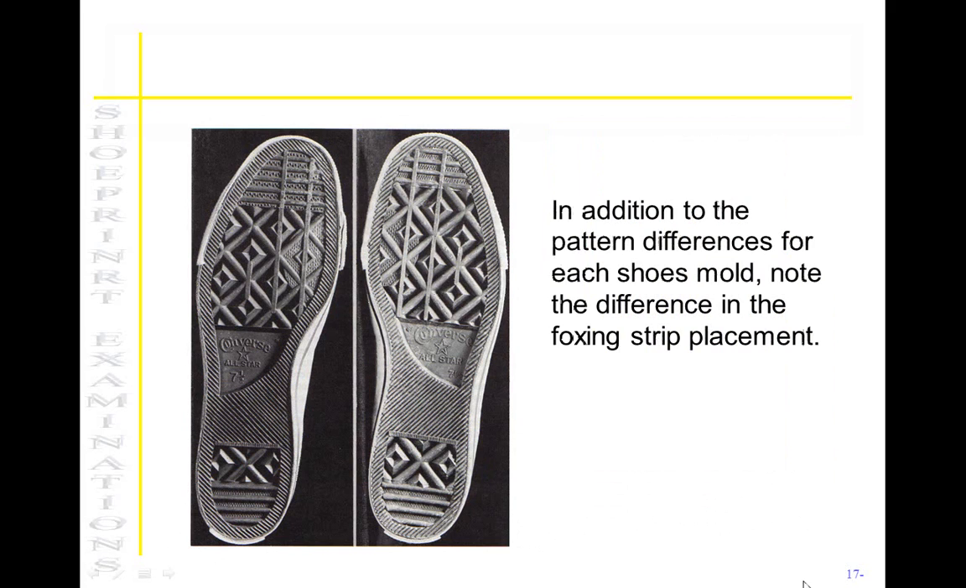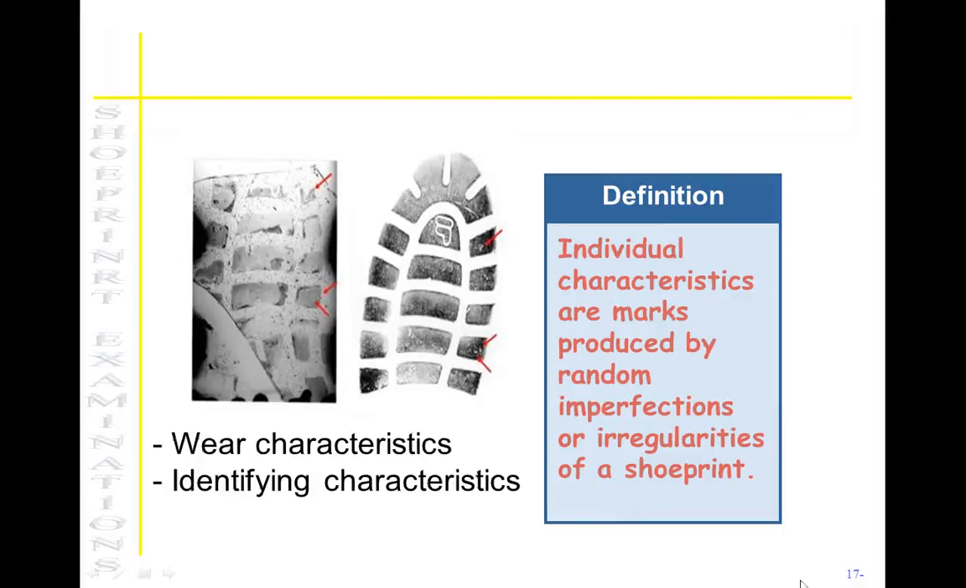In addition to the overall pattern differences, note the differences in the fox strip placement along the toe end of the shoe itself. So if we consider the individual characteristics that you might find within a shoe print, this is going to be the marks that are produced by random imperfections or irregularities of the shoe print. And it's most often going to be wear characteristics, or in some instances identifying characteristics that may have been added into that outsole pattern.